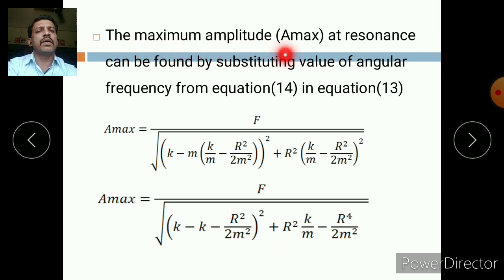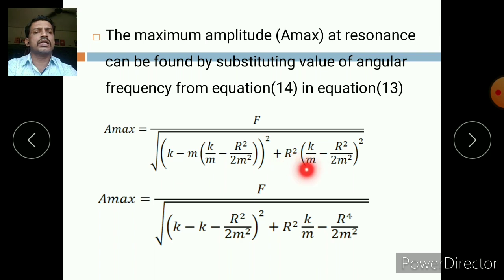The maximum amplitude A max at the resonance can be found by substituting the value of angular frequency from equation 14 into equation 13. So A max is the maximum amplitude, F upon under root of k minus m, in brackets we put the value of q, that is already q square, therefore here the square root will be removed, and you will get k by m minus r square upon 2m square, whole bracket square.